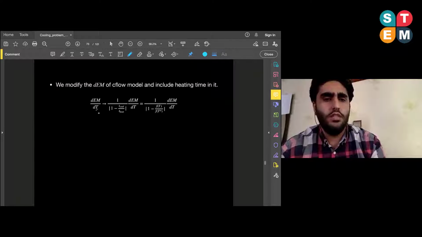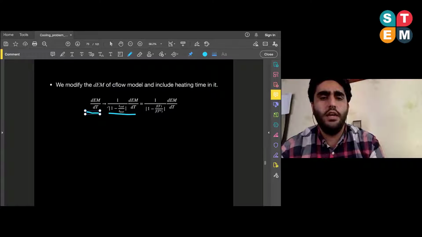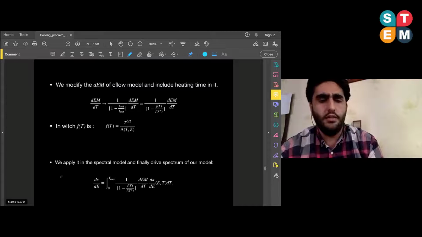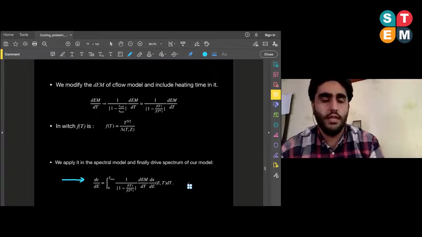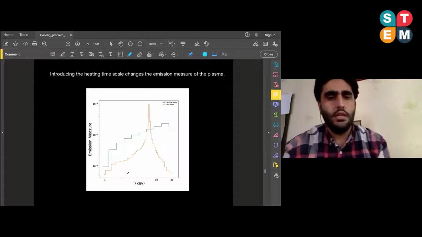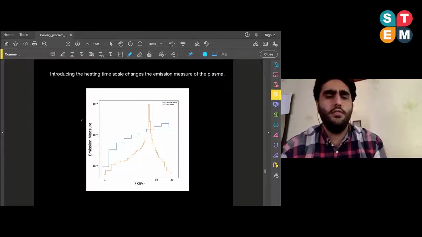And then what we do is we take the emission measure of that model, and modify it based on our model by definition of T cool and T heat, and finally what we achieve is this spectrum that you can see here. And the difference of our spectrum and the cooling flow model spectrum can be summarized in this term that you can see here. Okay, so let's see what the consequences of this modification are.